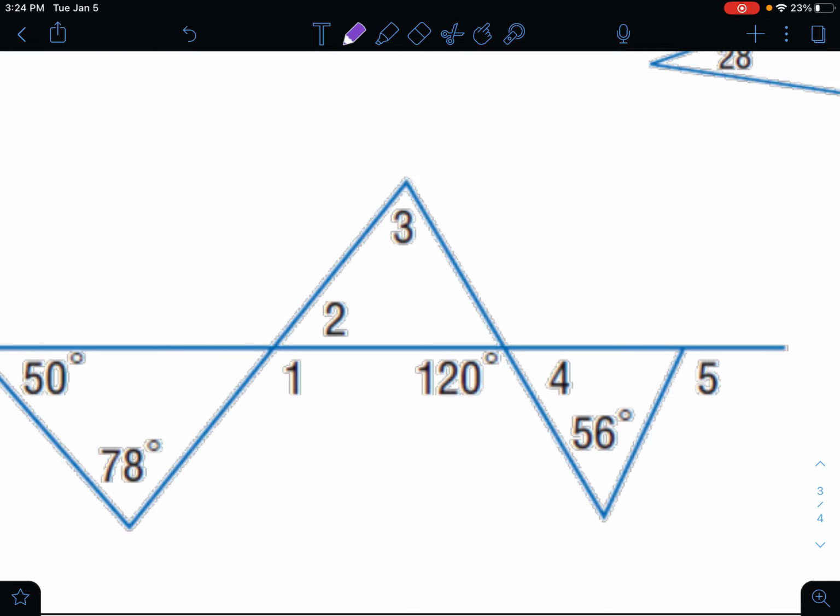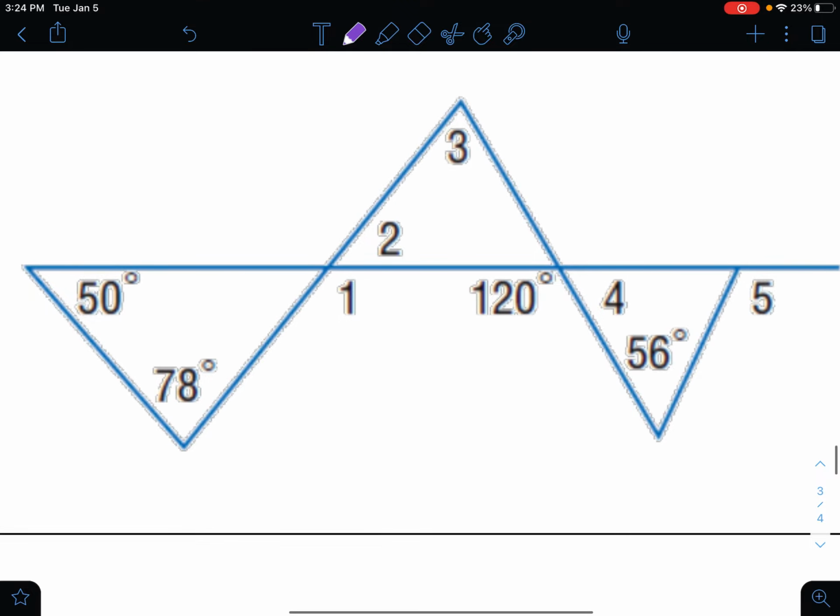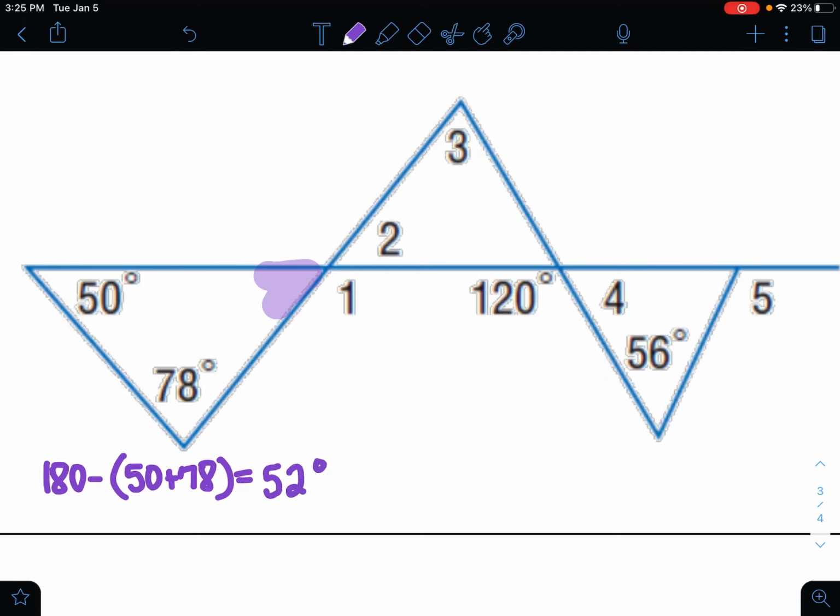All right, next. I cannot start with angle 1 because it doesn't look like I can. So I'm going to instead start here because I can figure out that angle right there. Let me highlight it so you can see what I'm talking about. We're going to take that 50 and that 78, add them together, and subtract it from 180. And that'll be 52 degrees. So this one is 52 degrees.